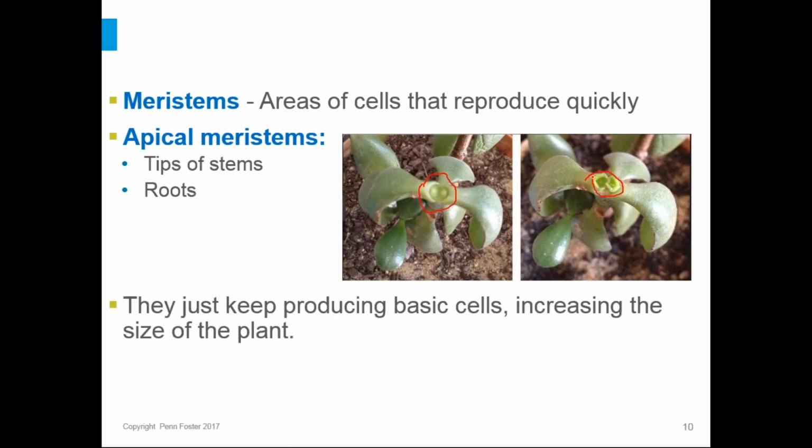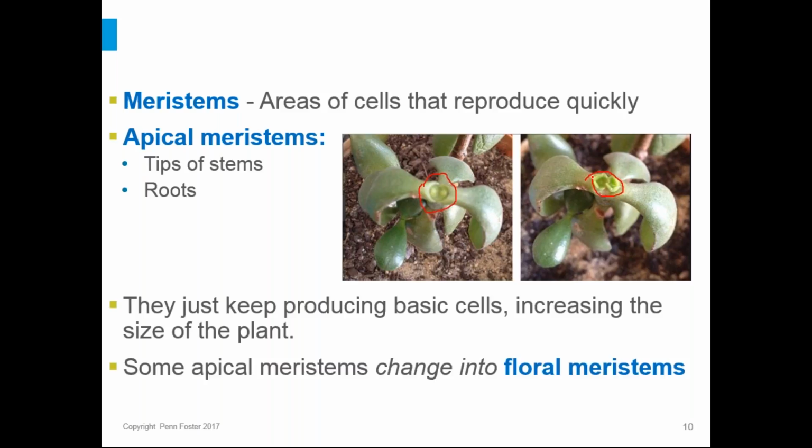The meristems just keep producing basic cells, and then those basic cells slowly develop into specialized cells that can complete important functions. In flowering plants, some of the apical meristems change into floral meristems. And floral meristems are the areas that produce all of the specialized tissues that are found in flowers.